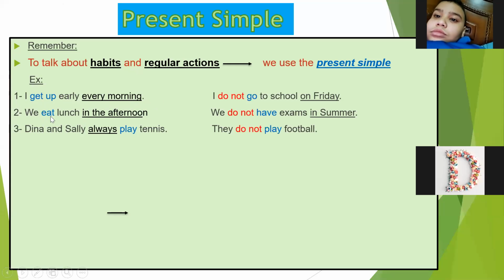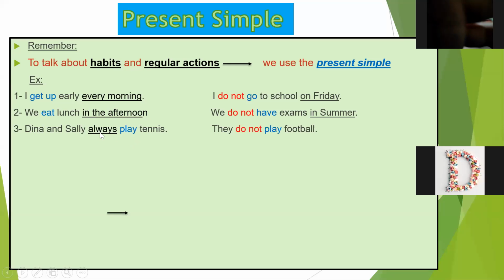Number 2, we eat lunch in the afternoon. Where is the verb? Yes, the verb which is in blue. We eat lunch in the afternoon. So of course, in the afternoon is the key word. Gina and Sally always play tennis. Where is the verb here? The verb is play, and the key word is always.